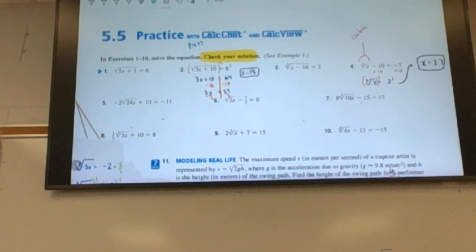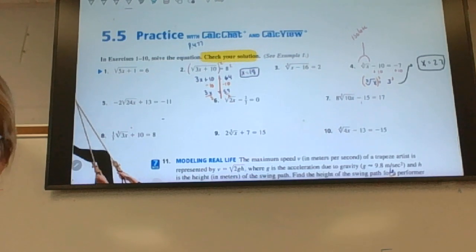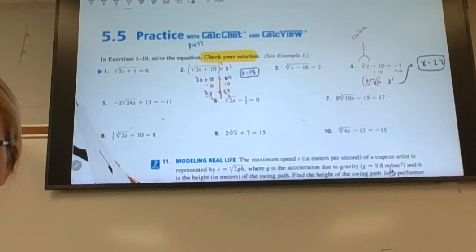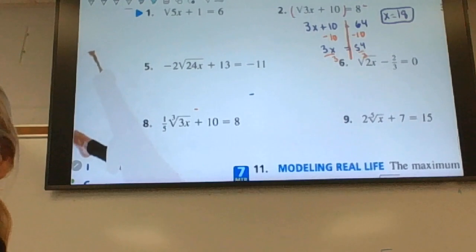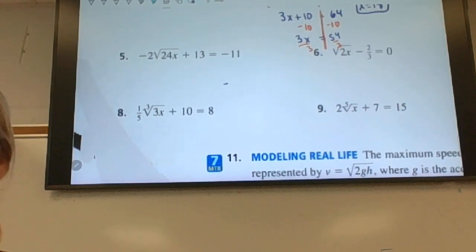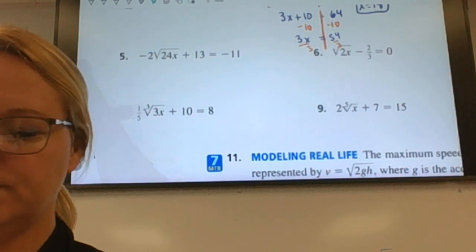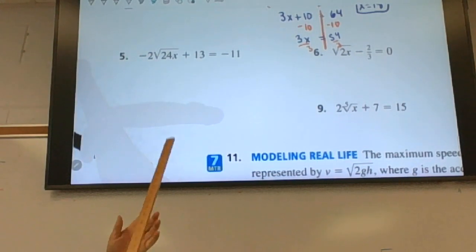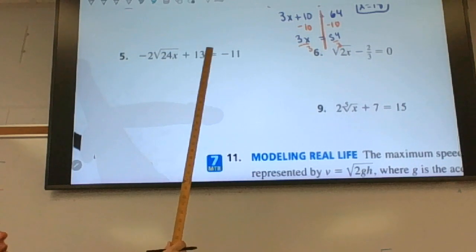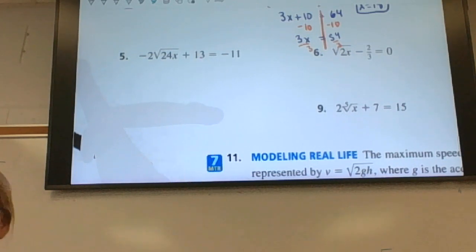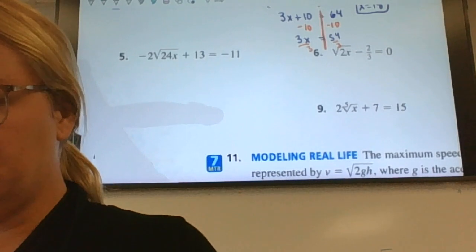Alright, now a lot of people wanted me to do 5 last class. I'm supposed to do evens, but are there any requests for 5? Should I go ahead and do 5? The big question about 5 is, should I divide negative 2 first, or should I subtract 13? Subtract 13 first.